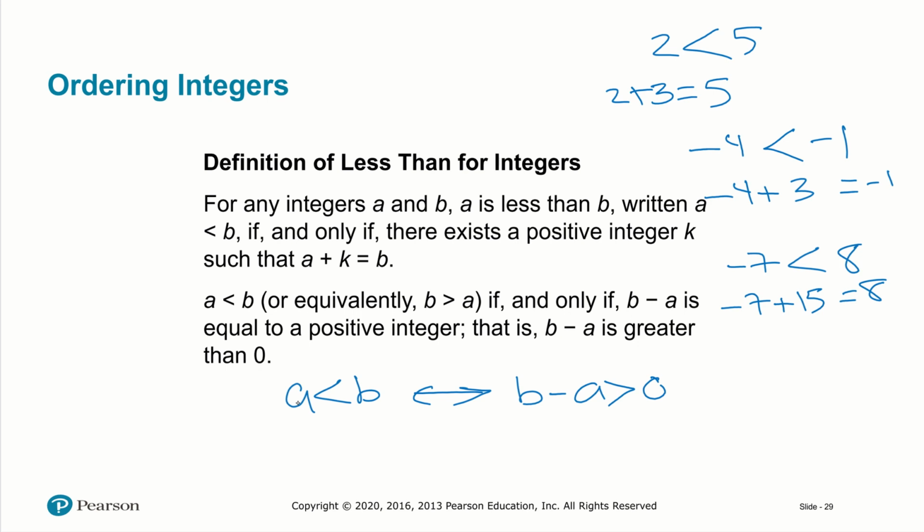So again, let's see if that makes sense. We know 2 is less than 5, right? So is 5 minus 2 strictly greater than 0? Of course it is. It's 3, right? So that's actually probably the nicer, faster way of dealing with that. So A is less than B if and only if B minus A is greater than 0.